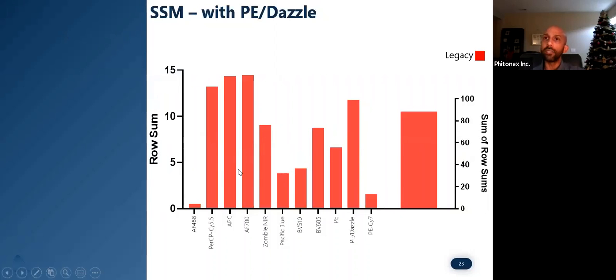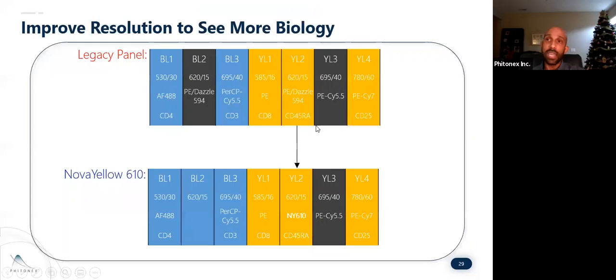No surprise, our largest spreaders are in the red detector. We're getting a lot of spread from APC and AlexaFluor 700. After that, there's a large amount of spread coming from PE Dazzle. If we combine that spread with the fact that we're losing a detector because of the cross-excitation coming from PE Dazzle, I think a pretty simple way to go about improving the panel is replacing PE Dazzle.